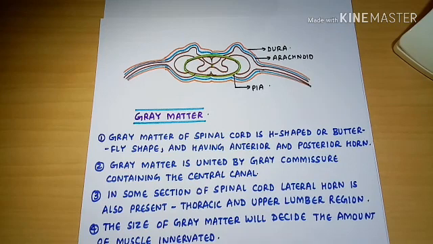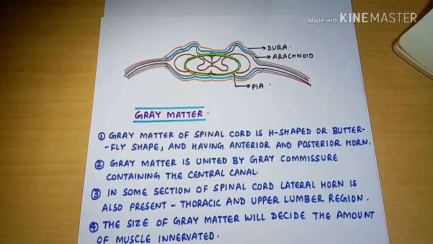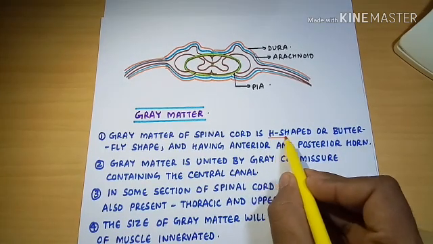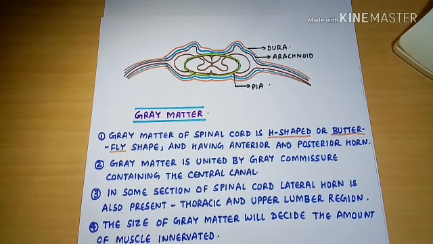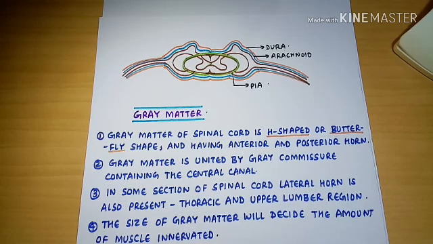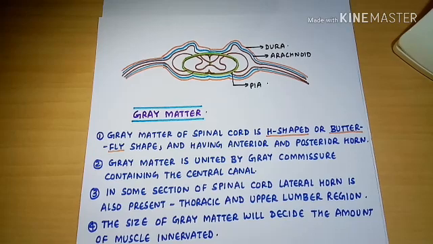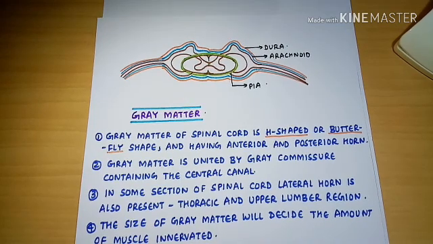So what actually is the gray matter? The gray matter of the spinal cord is H-shaped. We have to remember that it is H-shaped and butterfly in shape, and having anterior and posterior horns. So the gray matter of the spinal cord has two types of horns, the anterior horns and the posterior horns, and in some places it has lateral horns also. The gray matter is united by the gray commissure. So the two sides of the gray matter are connected to each other with the gray commissure.